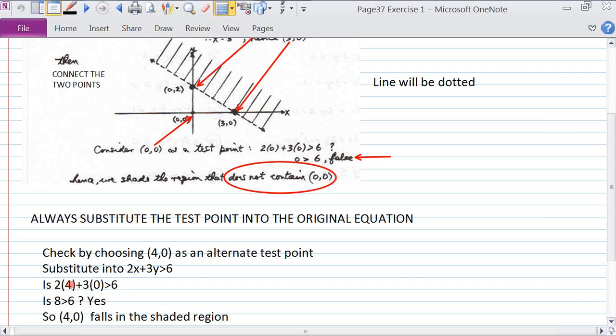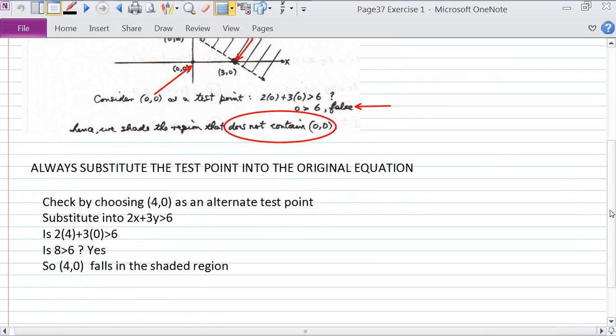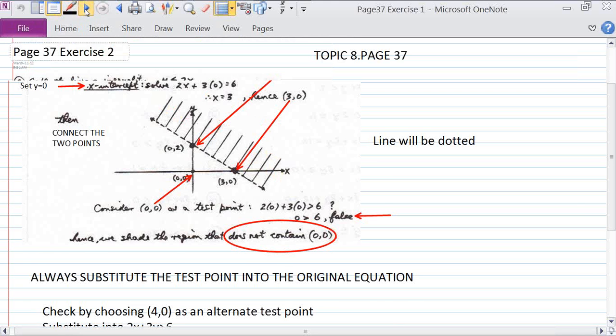Well, 2 times 4 is 8. Plus 3 times 0 is 0. So is 8 greater than 6? Yes. So (4, 0) falls in the shaded region. This supports the idea that we shaded on this side of the line. So any point that's on this side of the line should work.